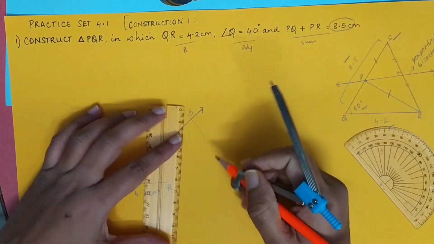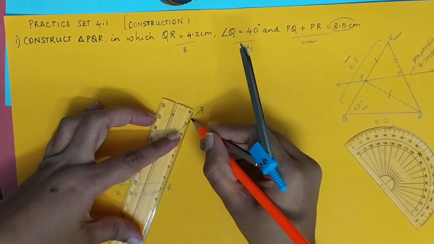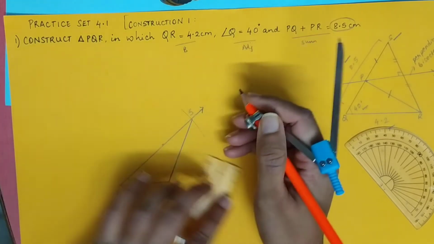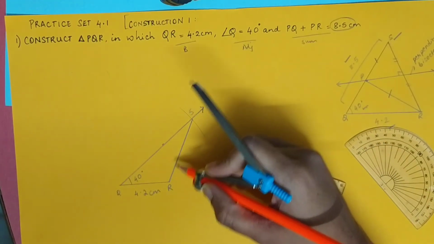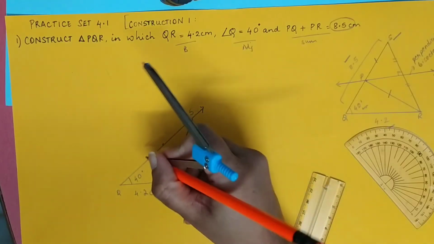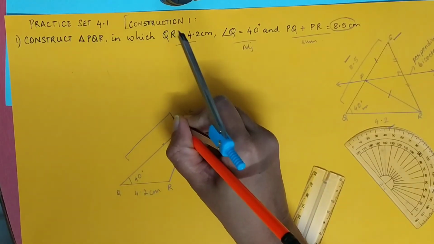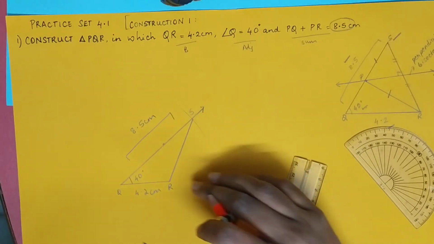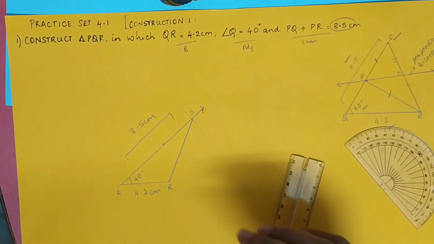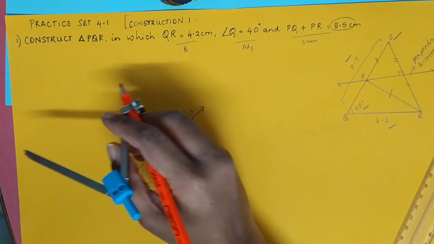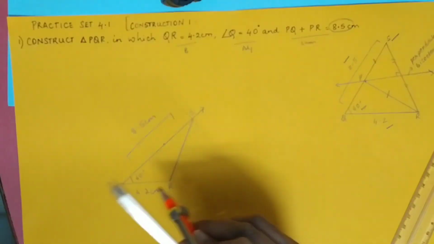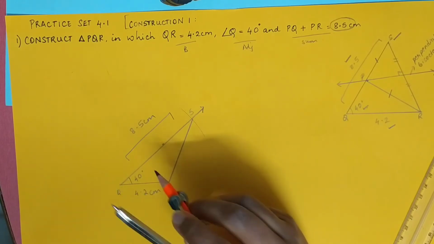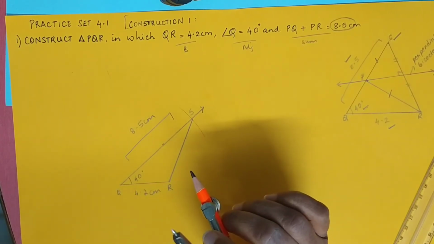Now from this point S, I'm going to join the third side to it, RS. This entire length is 8.5 centimeters. I'm going to join RS. But we've noticed that the name of the triangle is triangle PQR and not RQS. Now I've got to find point P in this entire triangle.